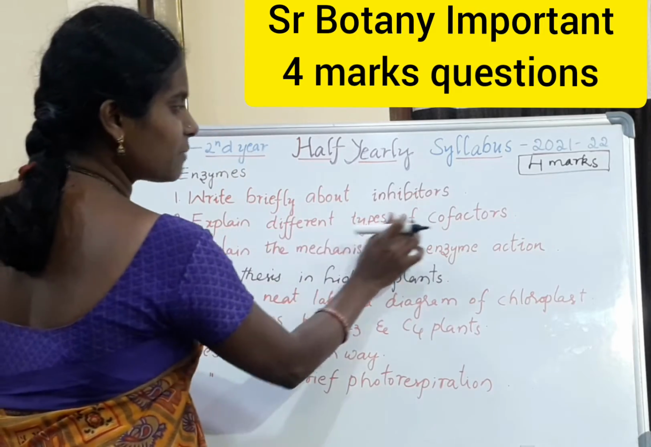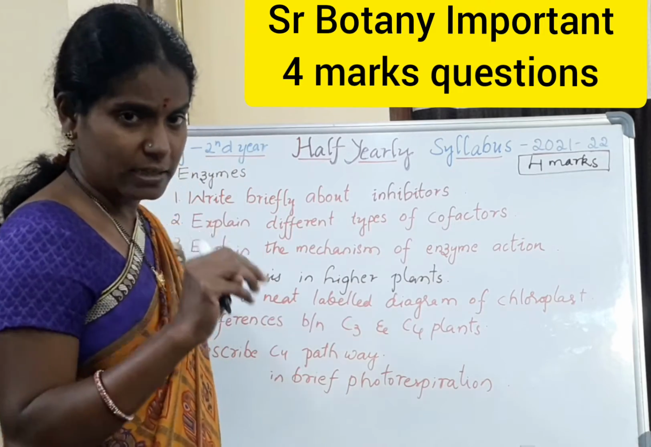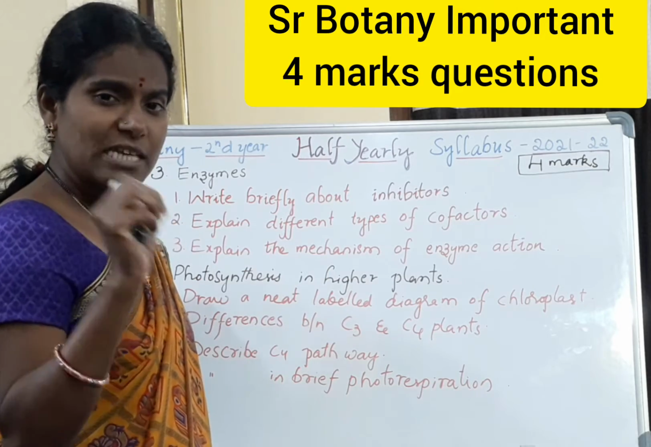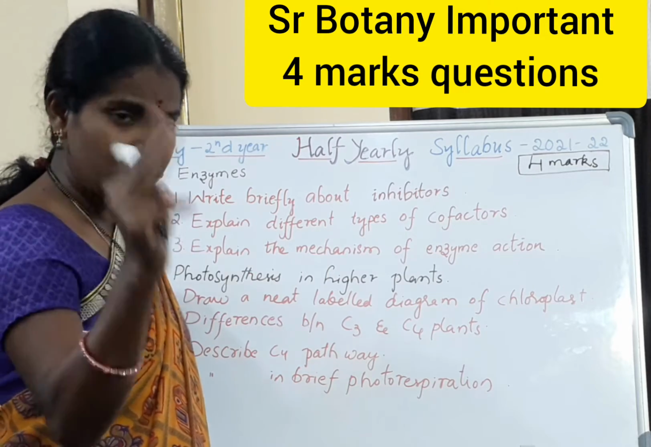Next, explain different types of cofactors. There are 3 types of cofactors. They are prosthetic group, coenzyme group and metal ion. About those 3 you should explain.